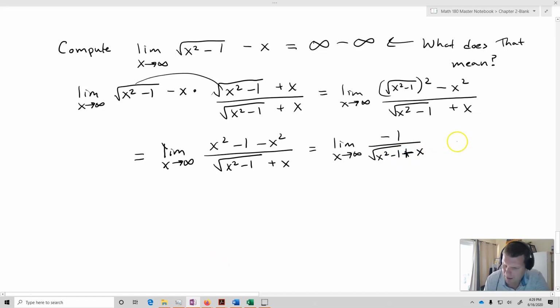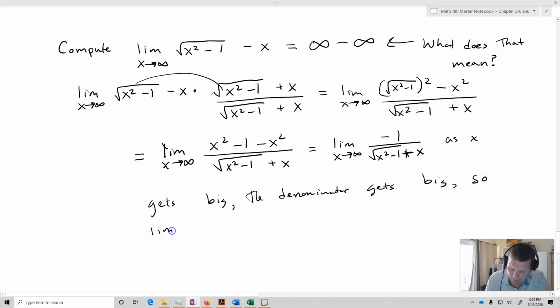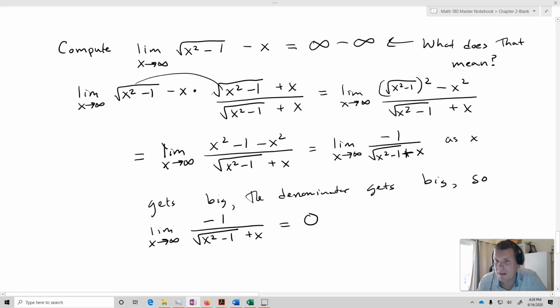All right. Now, as x gets big, the denominator gets big, which makes the function get small. So our limit as x approaches infinity of negative 1 over the square root of x squared minus 1 plus x equals 0. Basically that tells me which one's the bigger infinity. All right, the second one. Second one's bigger. That's the idea.